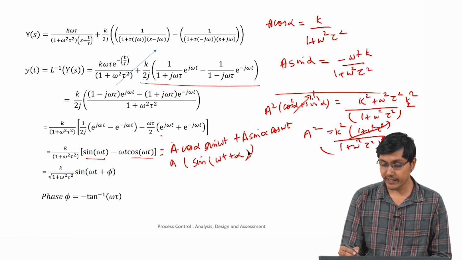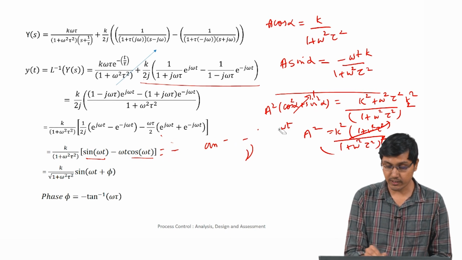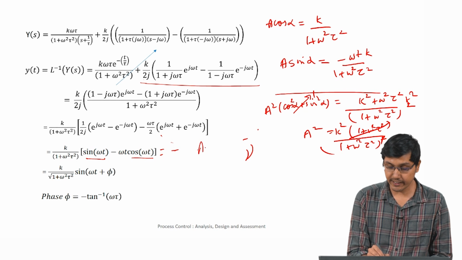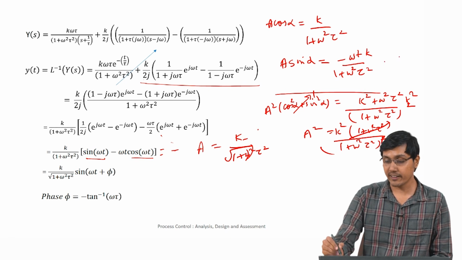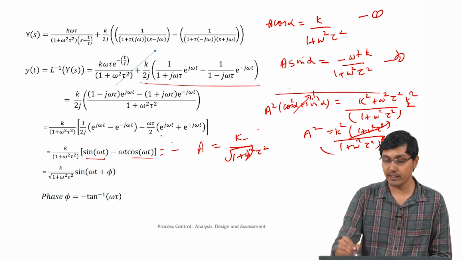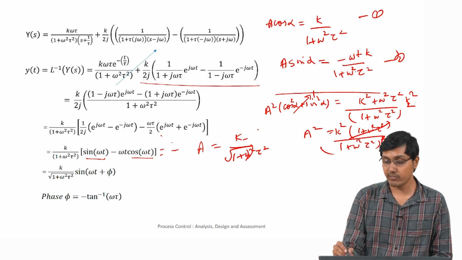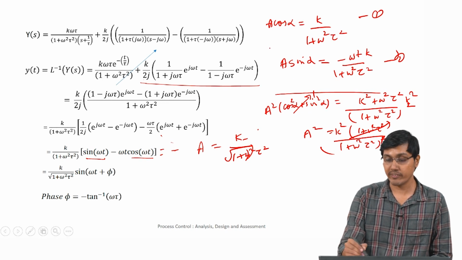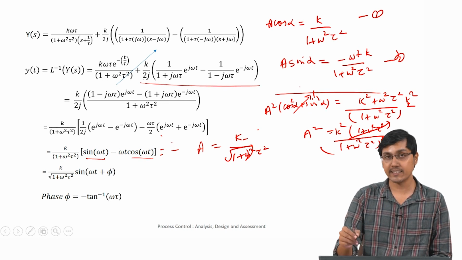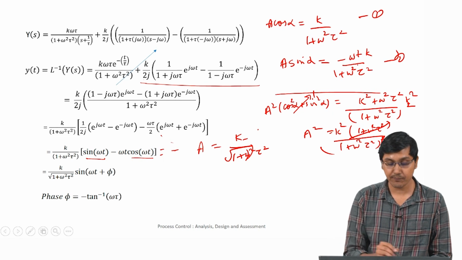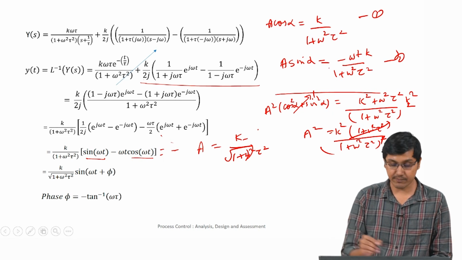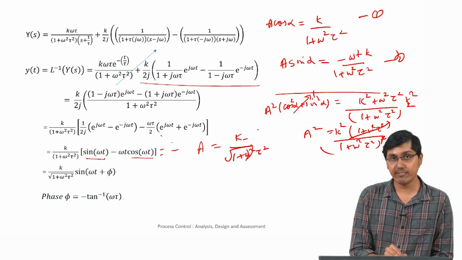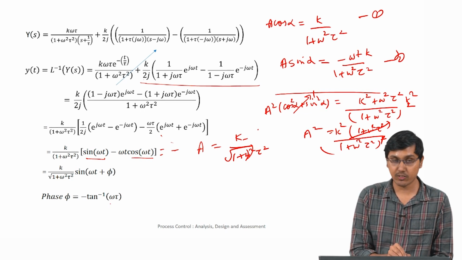If we take the square root, we basically get a equal to k by root of 1 plus omega square tau square. And if we divide equation 2 by 1, we get a tan alpha equal to, with a by a cancelled, tan alpha equal to minus omega tau. So alpha becomes tan inverse of minus omega tau, which is minus tan inverse omega tau.